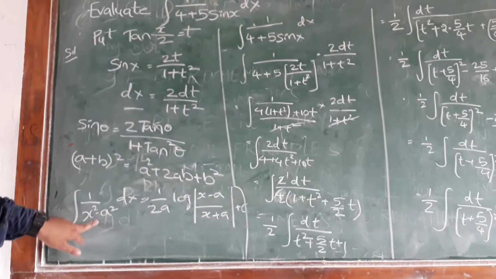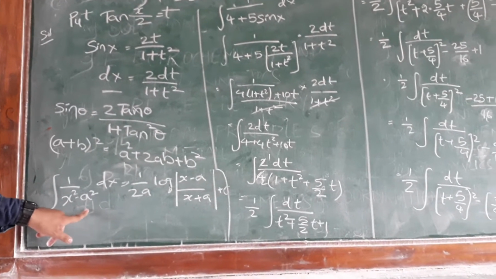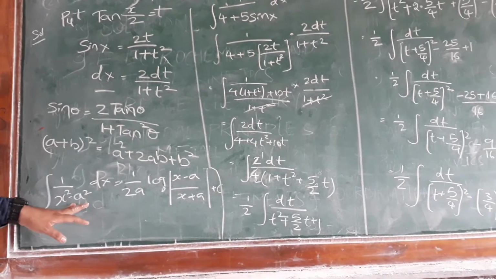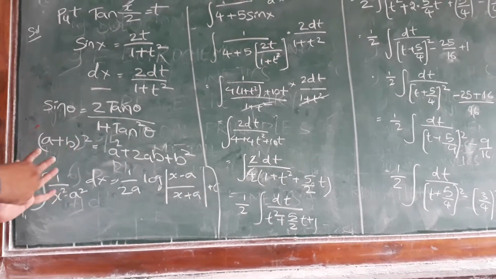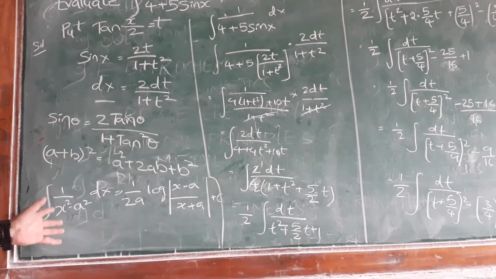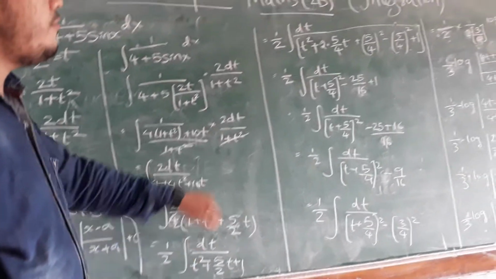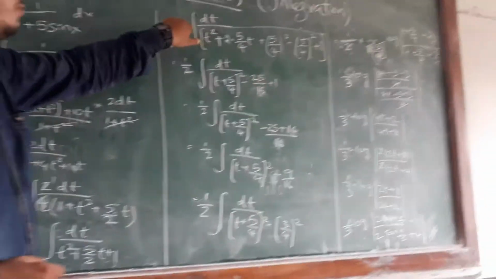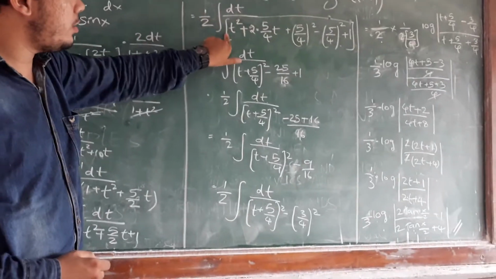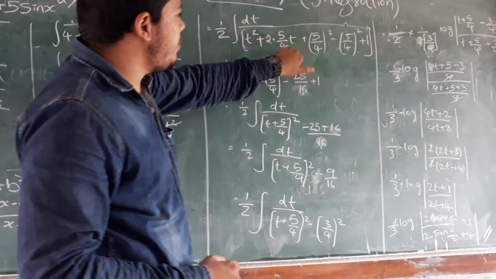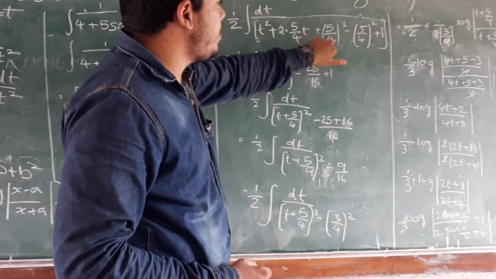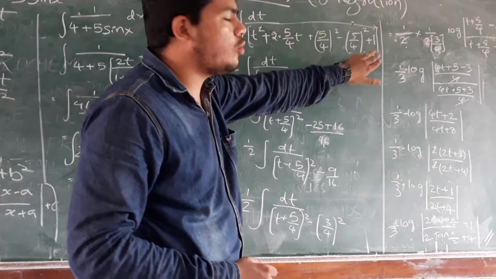See here, the formula is 1 by x square minus a square dx. X square minus a square means something squared minus something squared. In that type of formula we have to bring this in. So we are seeing here, 1 by 2 dt is the same. This is t squared plus 5 by 2 t plus 5 by 4 whole square minus 5 by 4 whole square plus 1.